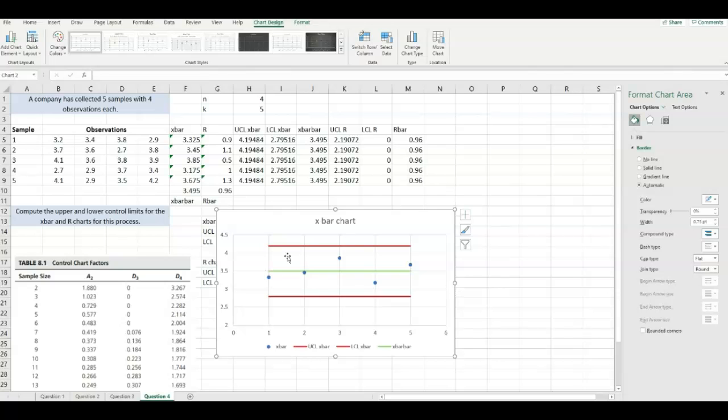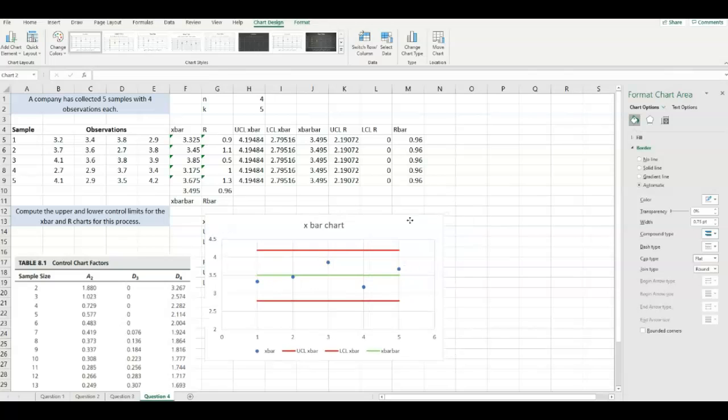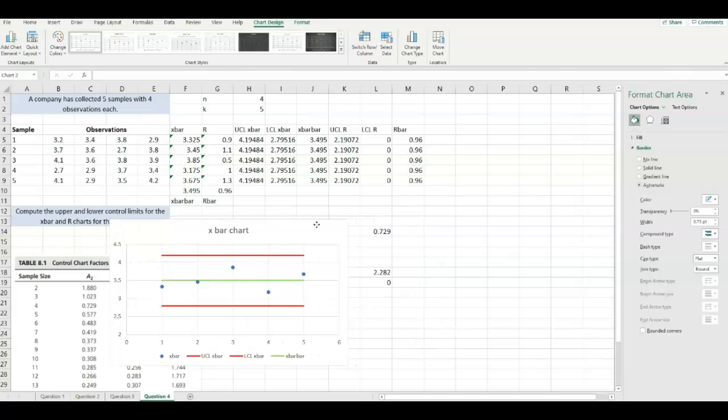We have our upper, we have our lower control limits. These blue dots are all of our X bars. If any of these blue dots were either above or below our control limits, the process would be out of control. They are all within the limits, however, so the process is in control. So now we can move on and create the R chart.